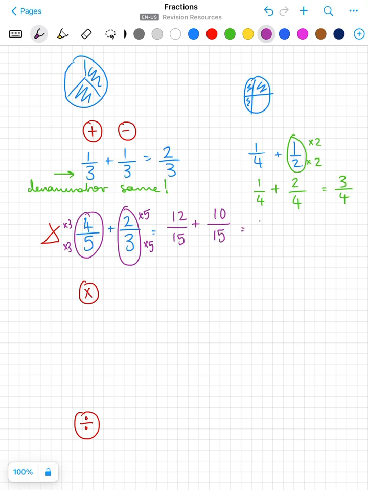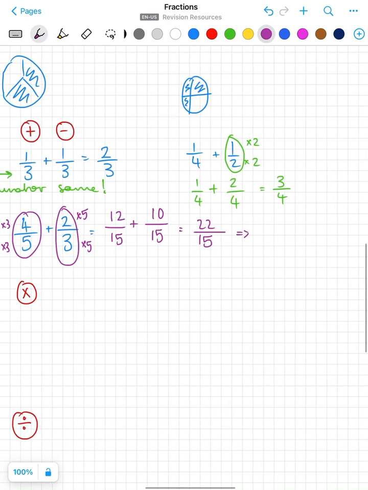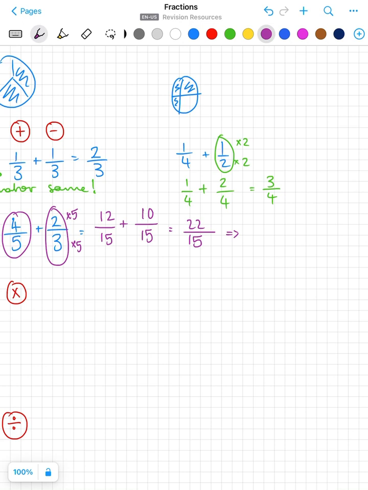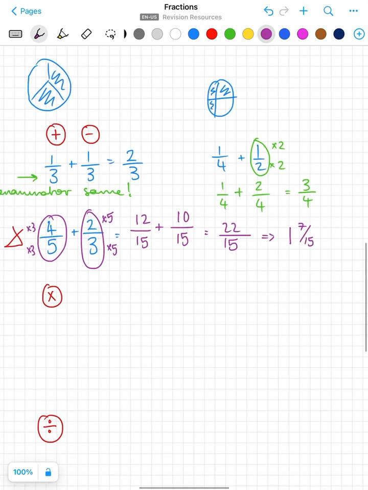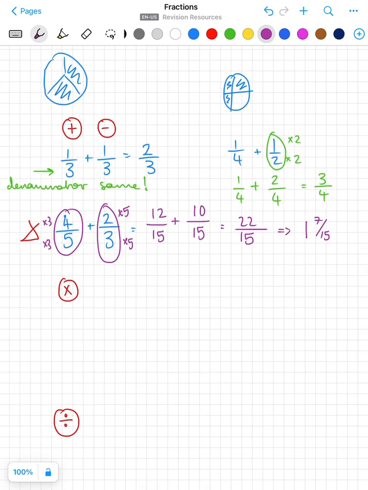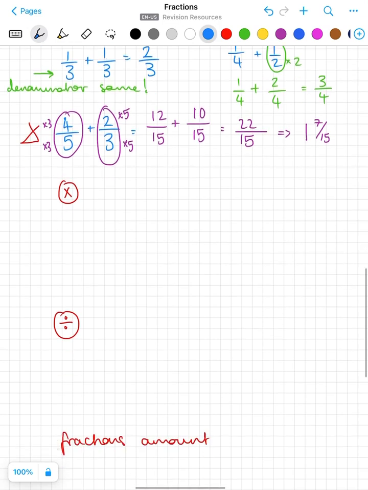Add the numerators across, that's 22 out of 15. Practice putting that into a mixed number fraction. How many 15's go into 22? That's 1 remainder, 7 15ths. So this is the same method as if you were to subtract. Denominators need to be the same, and then you subtract across as opposed to add.